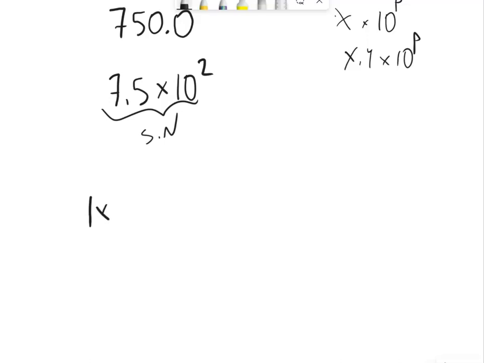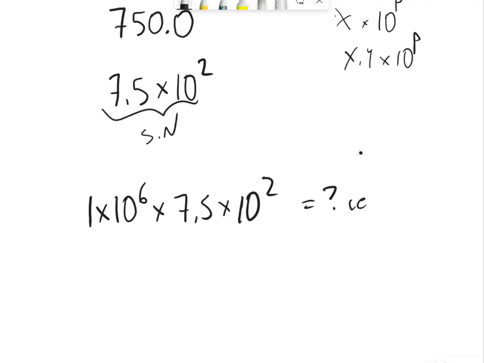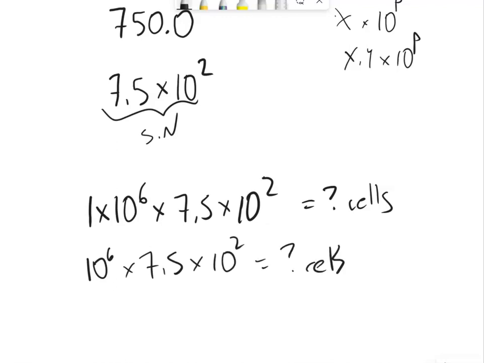We're multiplying 1 times 10 to the 6th times 7.5 times 10 to the second power. And the answer to that will be the number we're looking for in units of cells. So what can we do to get to that number? Well, the first thing I want to do is get rid of this 1. Because we're multiplying all this stuff by 1, we can ignore that. So we can rewrite it 10 to the 6th times 7.5 times 10 to the 2 cells.